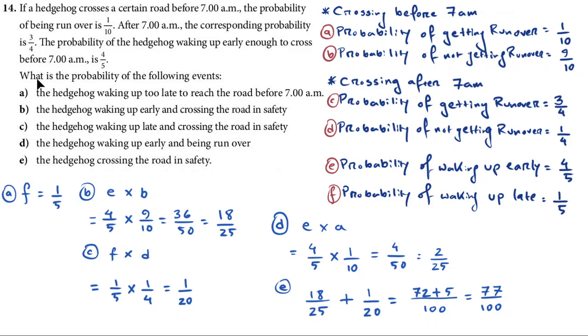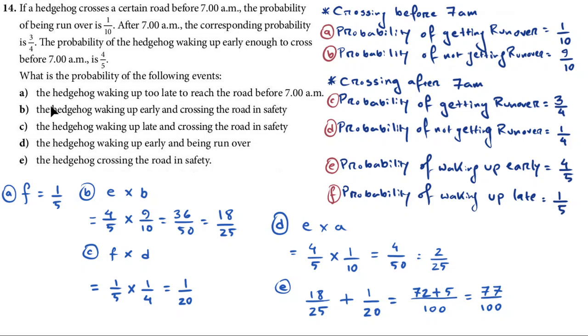So it asks what is the probability of the following events. For the first part A, the question is the hedgehog waking up too late to reach the road before 7 a.m. So waking up too late, we have already found this. This is the equation F. I have stated all these equations as A, B, C, D, E, F. So for the part A, it requires F. Probability of waking up late is 1 by 5. So 1 by 5 is the answer to the question.